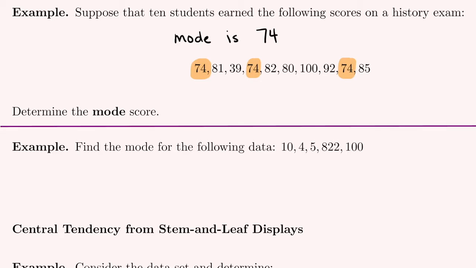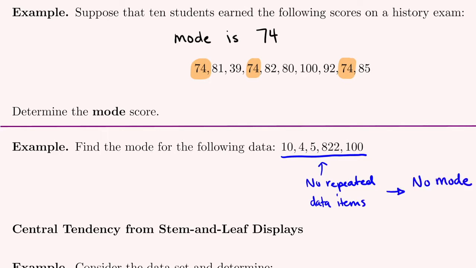In our next example, we're asked to find the mode for these data values. Look through the list and ask yourself, do any of the entries repeat themselves the most? As we look at this list, no entry is repeated. 10, 4, 5, 822, 100. None of those appear more than one time. So since there are no repeated data items, this implies that this data set has no mode.